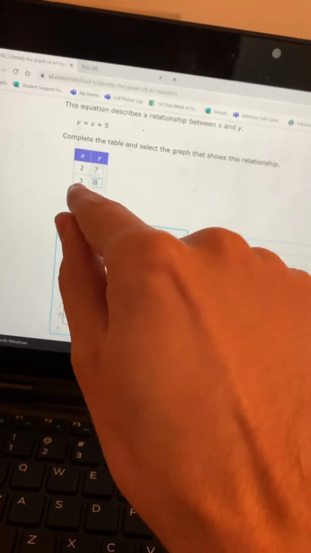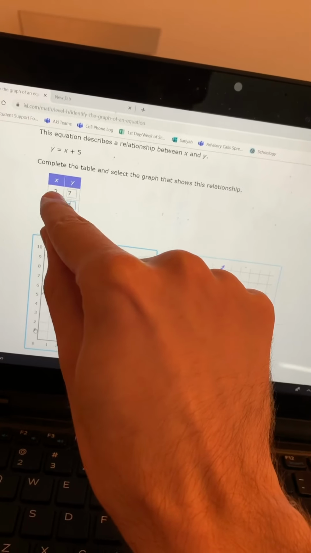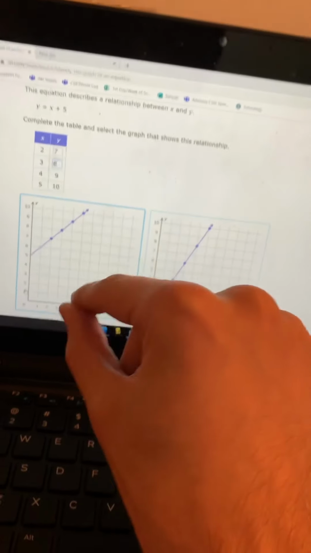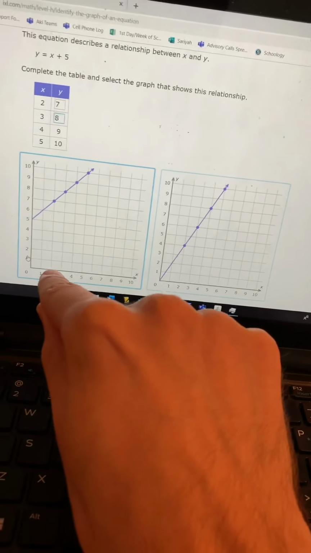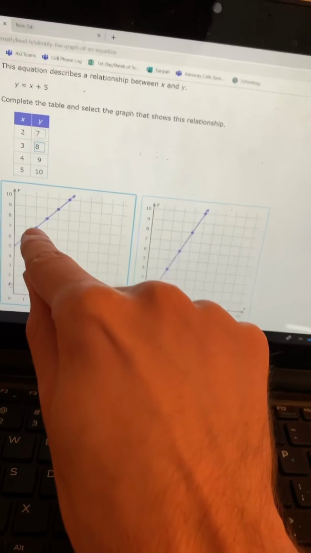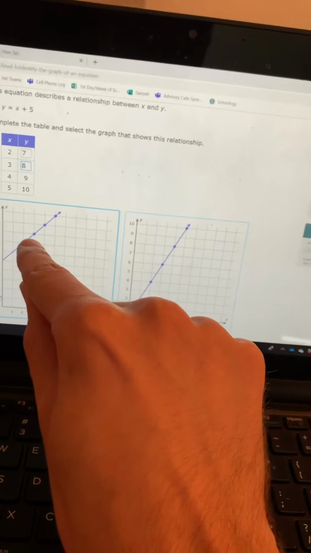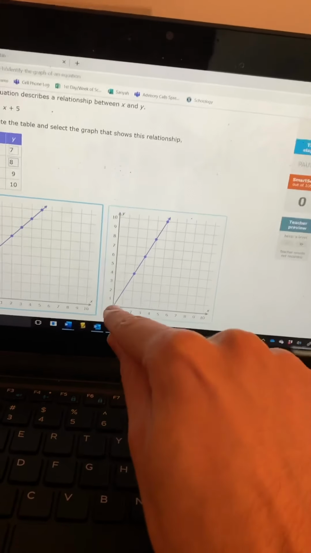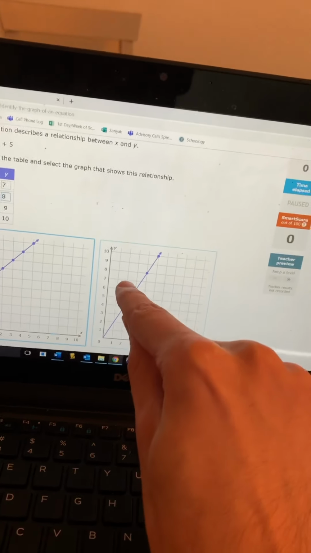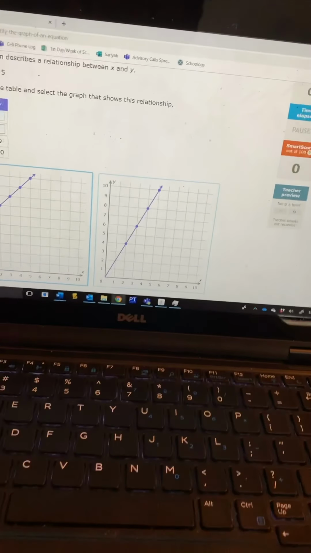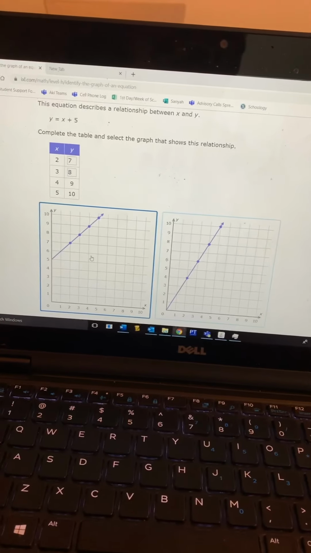Let's see, this graph also needs 2, 7. So let's see if this one has it. Over 2, up 7. Okay, this one has 2, 7. Let's make sure this one doesn't. Over 2, up 7, no point. So it's definitely this graph on the left, and I can go on to my next problem.